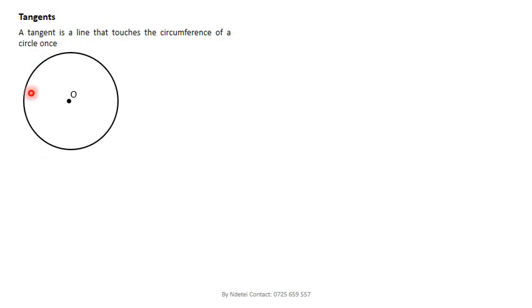Now, as we define the word tangent, I'm going to say that a tangent normally is a line that touches the circumference of a circle just once. For example, if we have a circle like this, the line that touches the circumference at A would be the tangent to this particular circle at the point A.